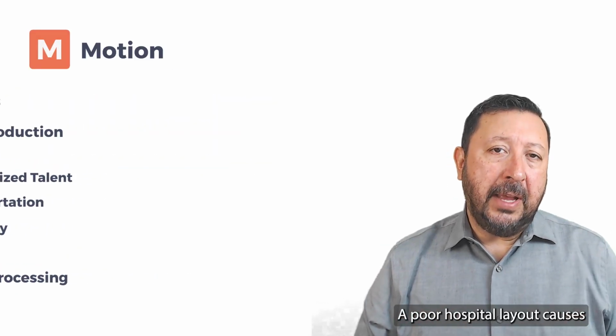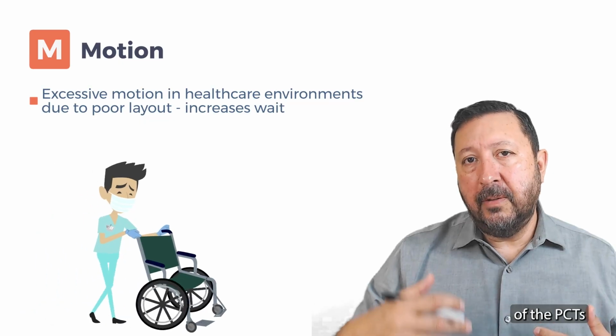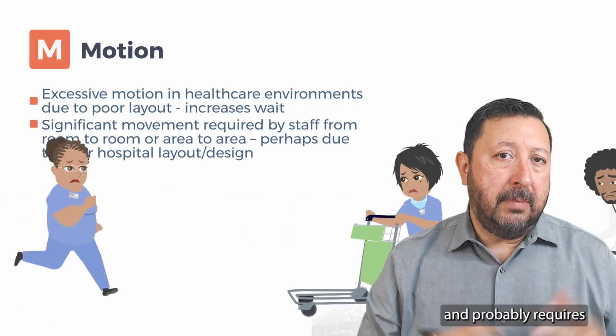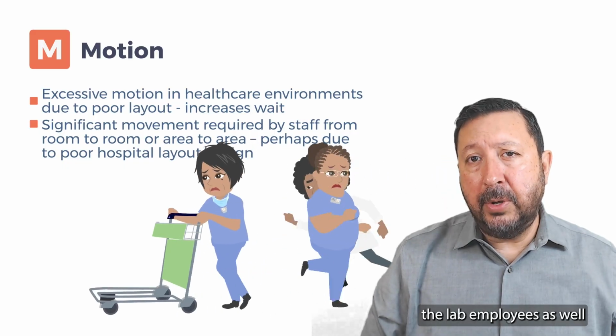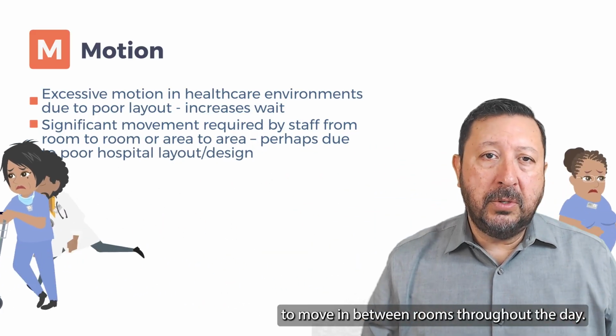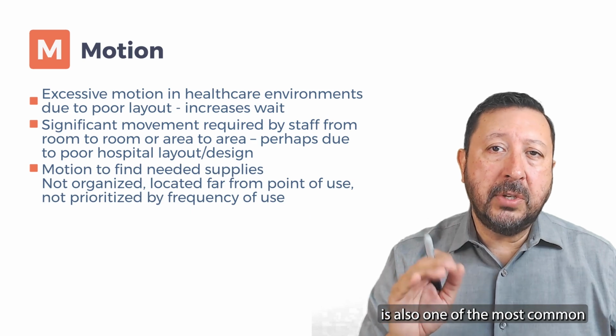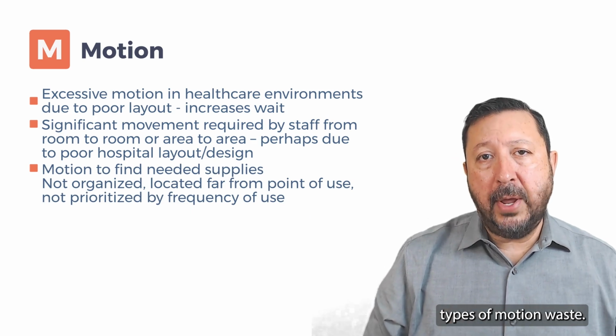A poor hospital layout causes excessive motion for the PCTs or the nurses when administering medications, and probably requires the lab employees as well to move in between rooms throughout the day. Looking for needed supplies is also one of the most common types of motion waste.